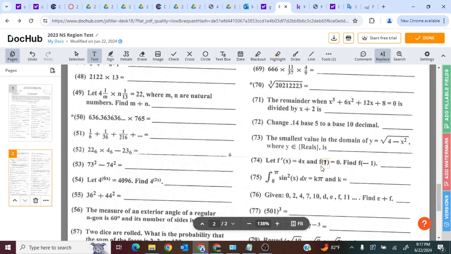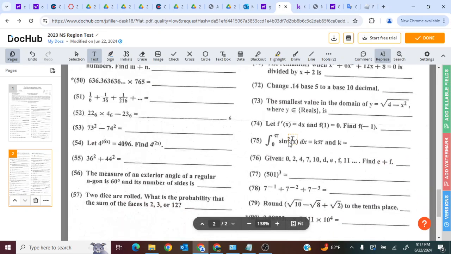If f prime is equal to 4x and f of 1 is equal to 0, f of negative 1 is what? Okay, basically, yeah. Wait, hold on. Oh yeah, you take the integral of this, 2x squared. Realize that it doesn't matter if the x is positive or negative, so therefore f of negative 1 is still 0. Okay, this thing, you just gotta take the integral of it, I believe. No easy way around it.